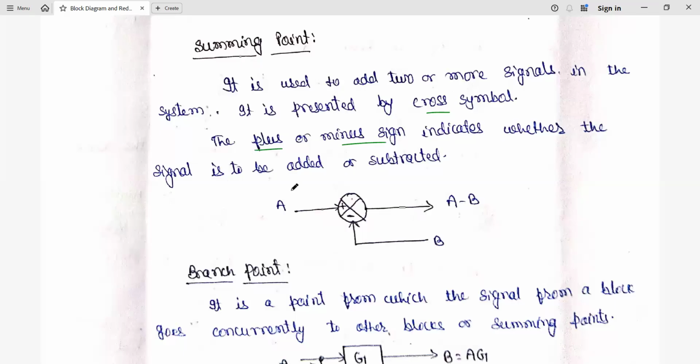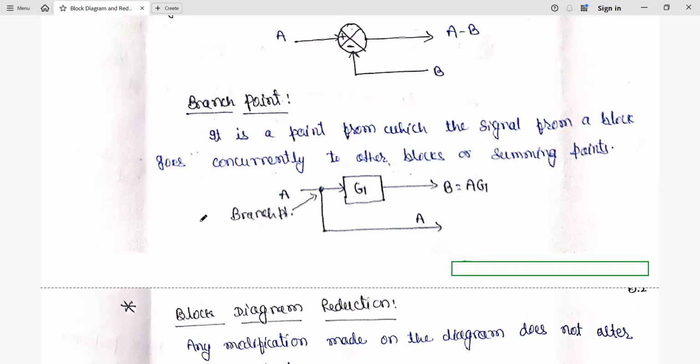And next, what we have is the branch point. The branch point is the point from which the signal from the block goes concurrently to other blocks or the summing point. Like here, from this point the signal is given to the transfer function as well as going out to the output side. So this is called the branch point. And previously we have plus for addition, minus for subtraction in the case of the summing point.